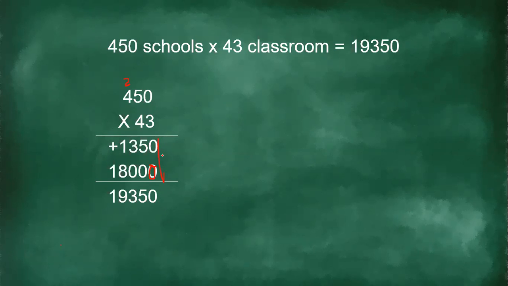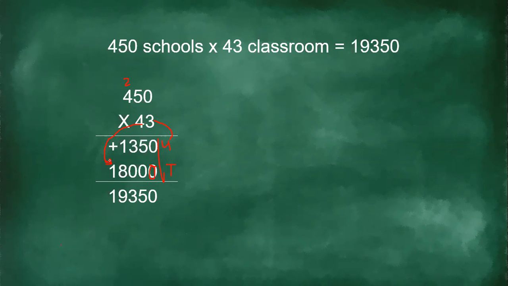Why? Because in this sum here, this row belongs to our unit here, the 3. Then this side here belongs to the 10, which is dealing with the 4. So it's very, very easy. Very simple. Not too complicated.